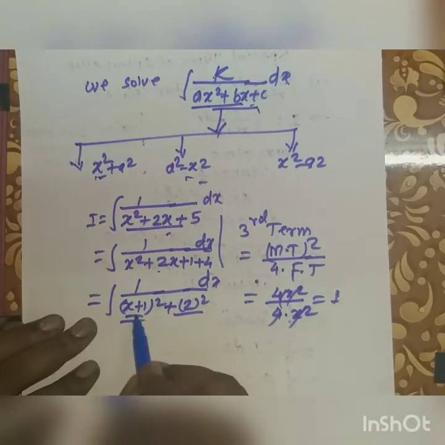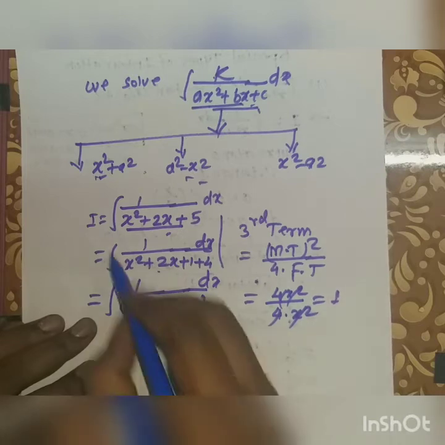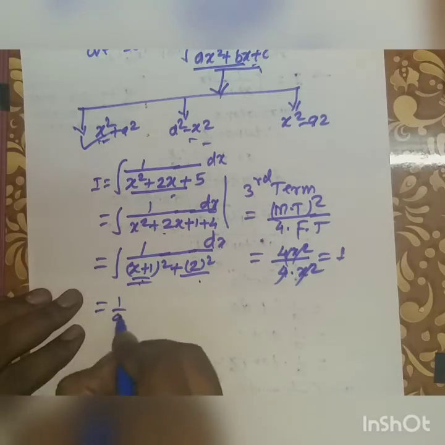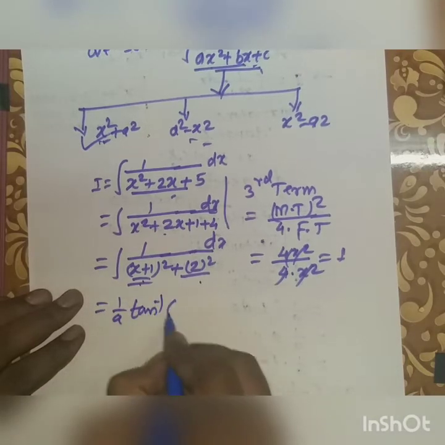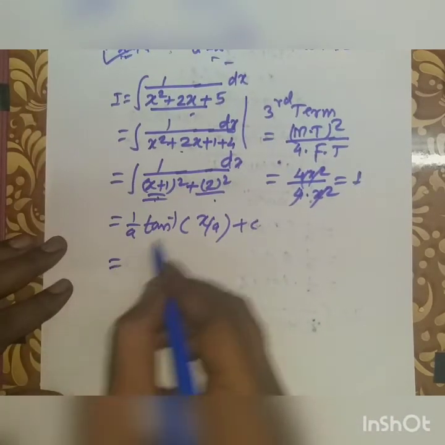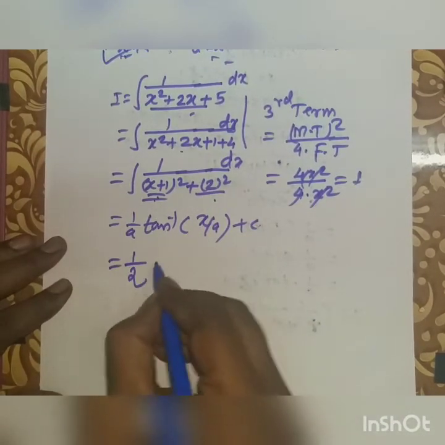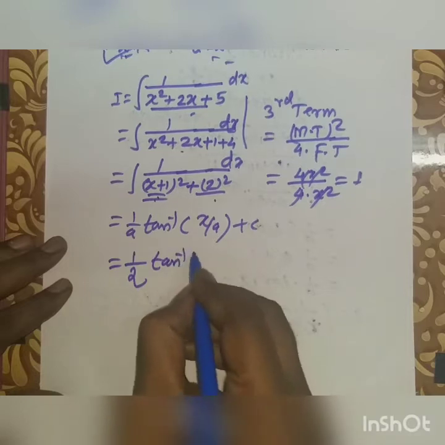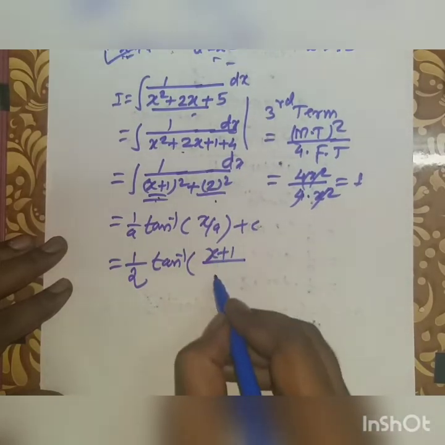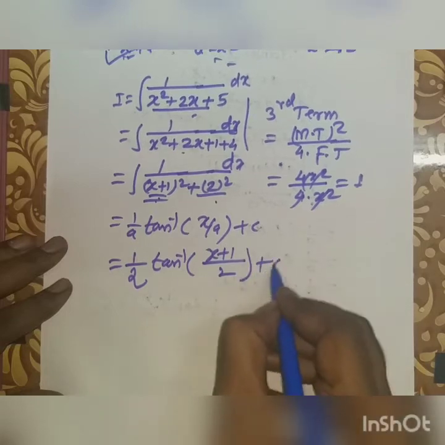x square in place of x, which is the linear expression x plus 1. x square plus a square, that is the first type. Then we apply 1 by a into tan inverse of x divided by a plus c. But here a is 2. So 1 by 2 tan inverse of, in place of x, x plus 1 divided by a, which is 2, plus c.